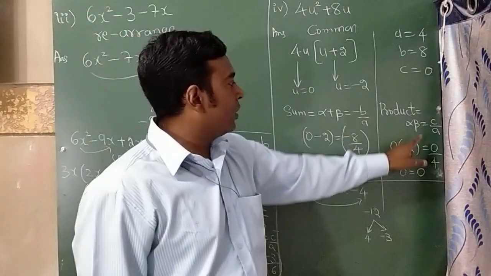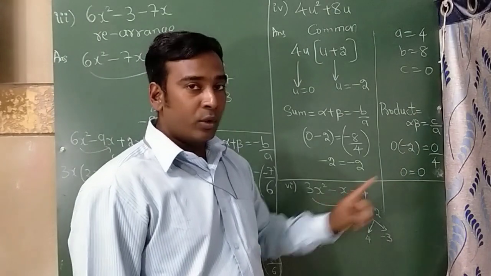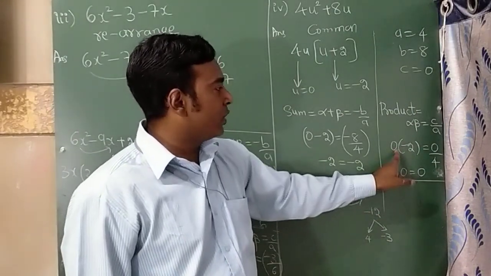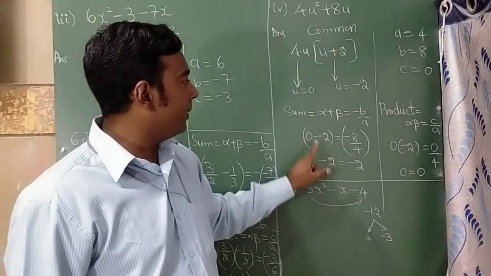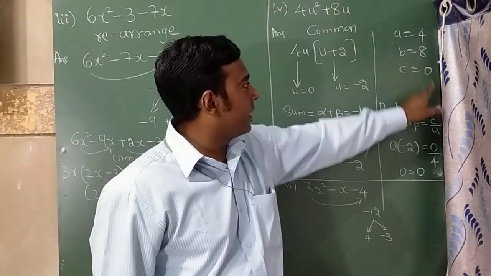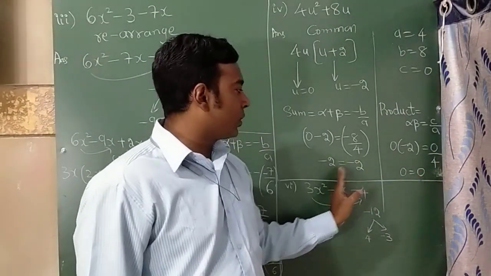Fine. Now alpha into beta, so alpha is 0, beta is minus 2. Here don't get confused, here you are multiplying. 0 into minus 2 is 0. Here you are subtracting. Okay. So C is 0 here, A is 4, 0 divided by 4 is 0. So LHS is equal to RHS.